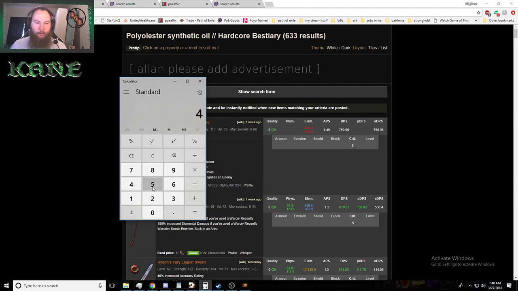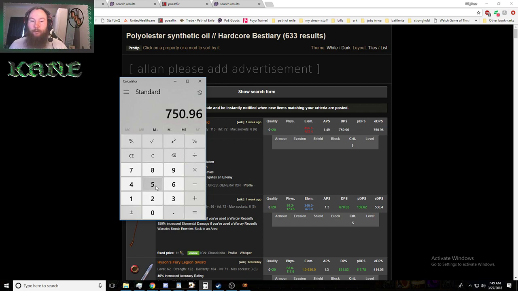Now, hopefully I do this right. 460, the low number, plus the high number, 552, times 1.49 divided by 2. 750.96. That's how you figure out DPS for weapons.